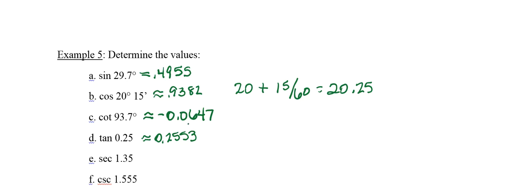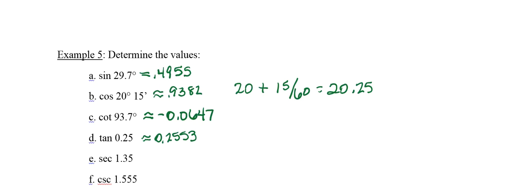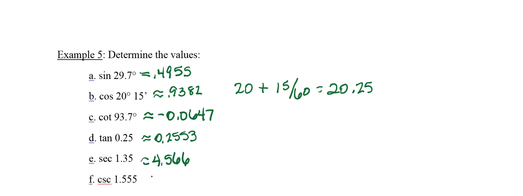Secant of 1.35. You have to think, who is secant the reciprocal of? Secant is the reciprocal of cosine, so we're actually going to do cosine. And I didn't get all my numbers in there, so let's get those in there. So I'm going to do cosine, and then because I need the reciprocal of it, I'm going to do the 1 over x. So 4.566. And my last one is cosecant of 1.555. Cosecant is the reciprocal of sine, so I do 1.555, then I do sine, and I flip that over, and it's pretty much 1. There's just that tiny bit on the end. But I'm still going to put approximately, because it wasn't exactly 1, I did round it. So this lets people know it wasn't exactly 1.